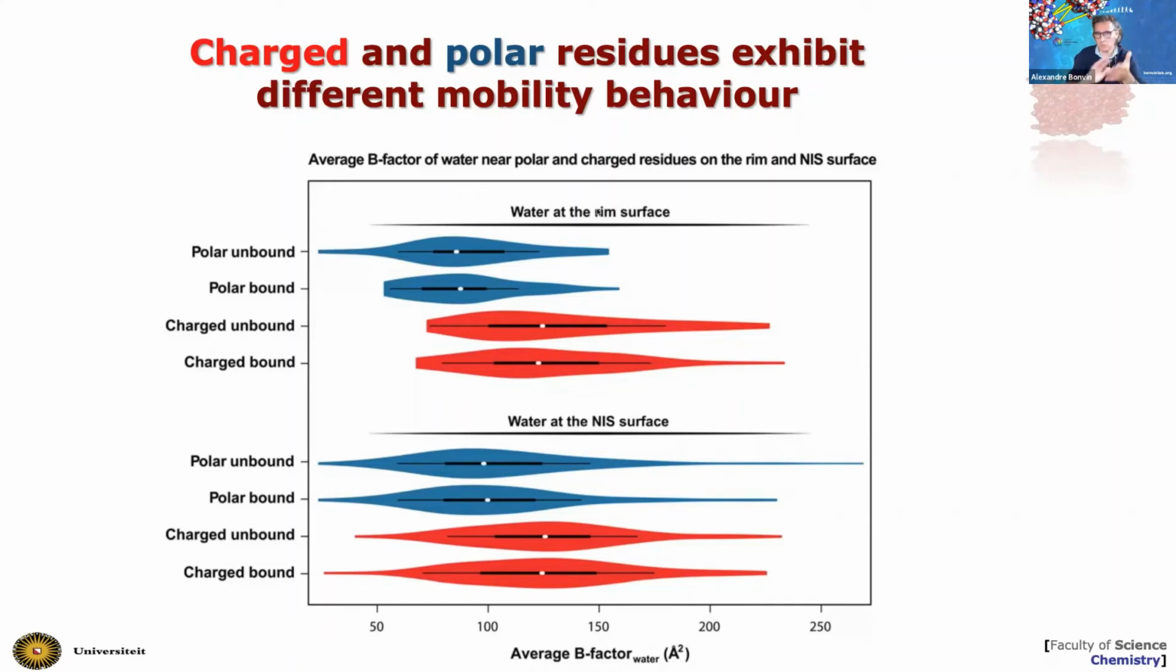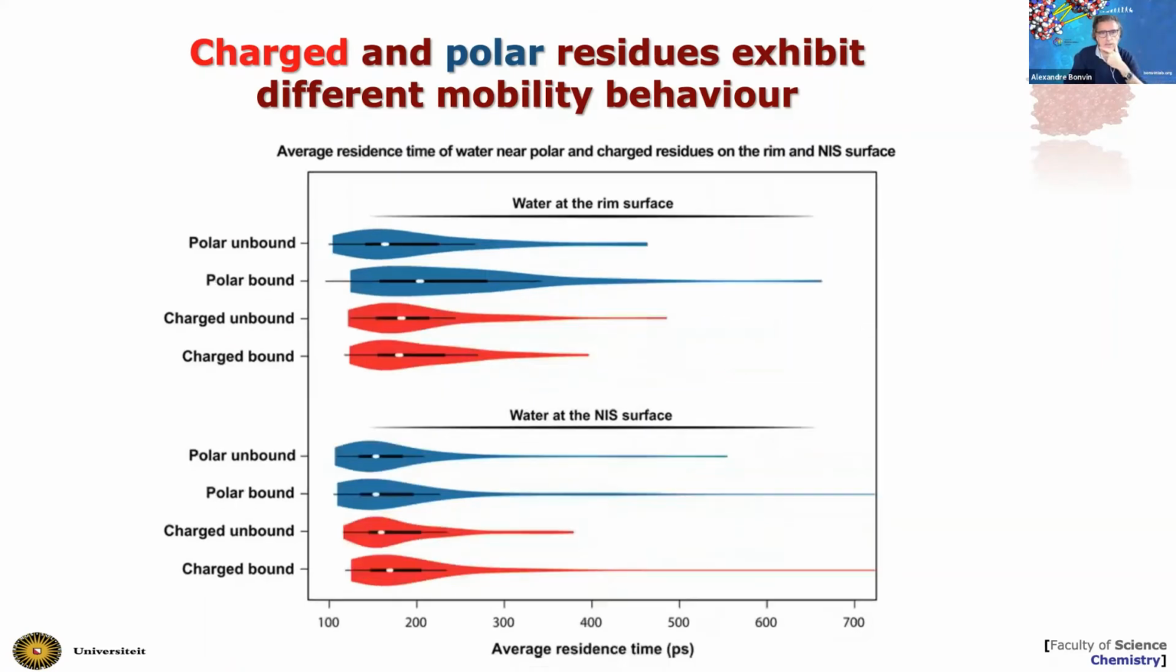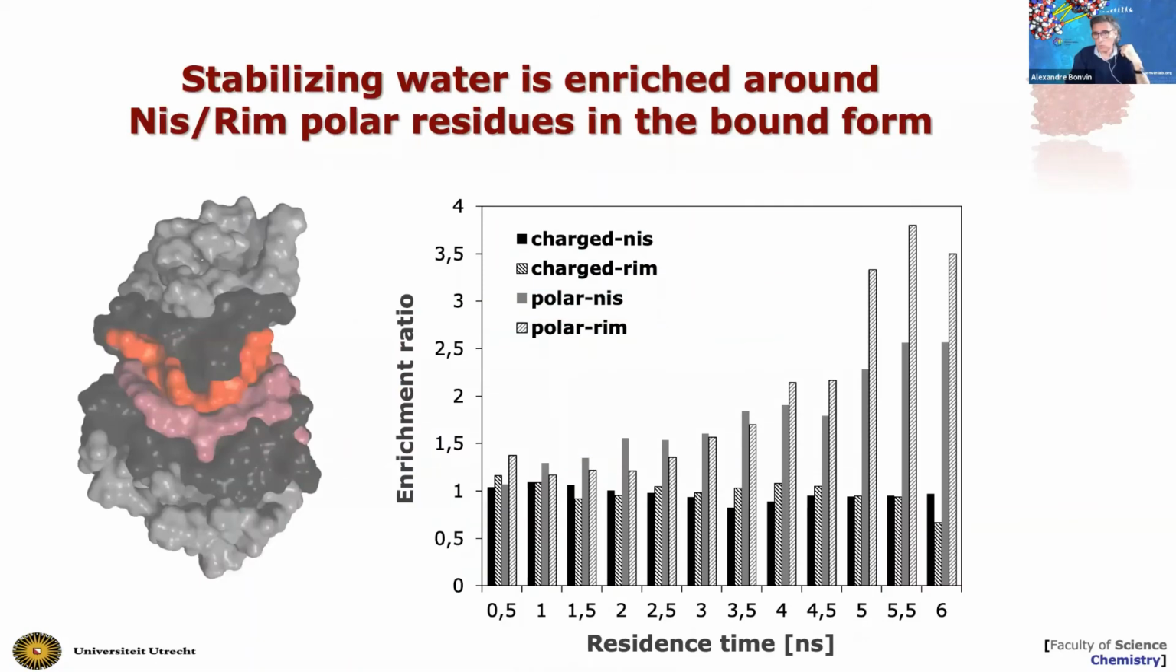The rim is close to the interface of the complexes, and you see that there are different distributions for polar and charged. We did the analysis both for the free form of the protein and the complexes. I don't want to spend too much time here. We also look at how long the water stays on the surface of the protein.